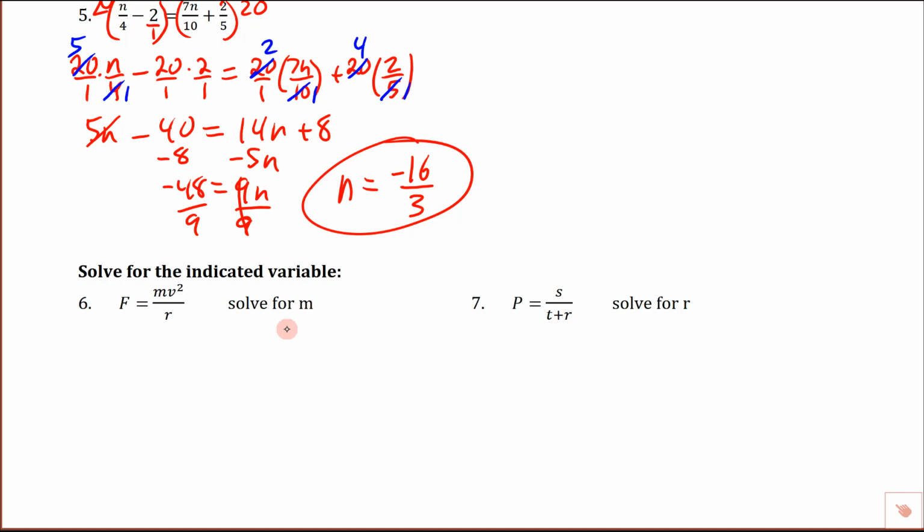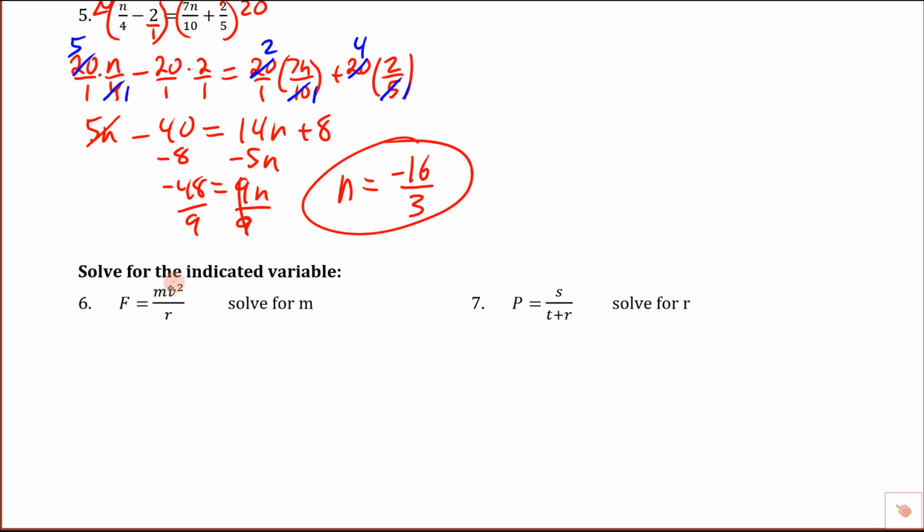Now, when we were doing this before, we did run into some problems where we had a squared variable and people were trying to get rid of it by taking a square root or something like that. Remember, we're treating everything but this variable right here, that m, as a constant. So we really don't care that that's been squared. What we want to do is get that m all by itself.